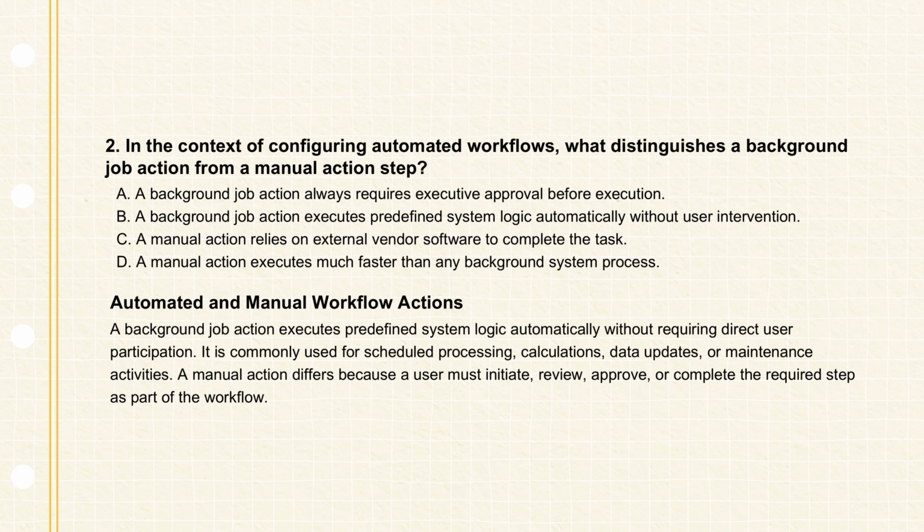Question 2. In the context of configuring automated workflows, what distinguishes a background job action from a manual action step? The correct answer is B. A background job action runs predefined application logic automatically, without requiring a user to perform each step manually. A manual action, by contrast, depends on a user initiating or completing the required operation.